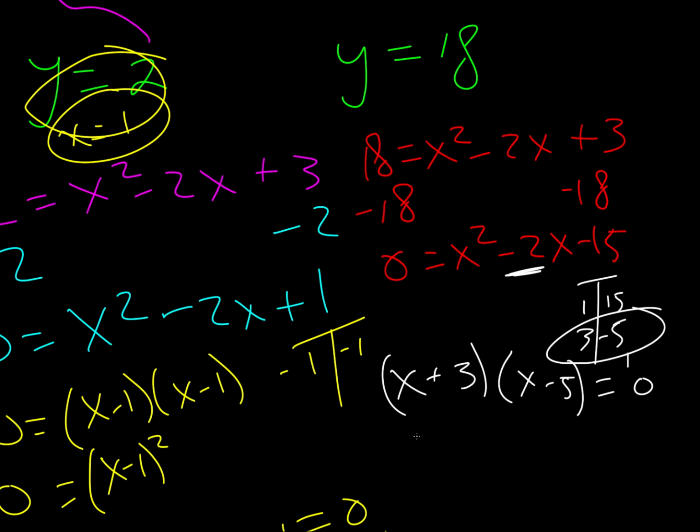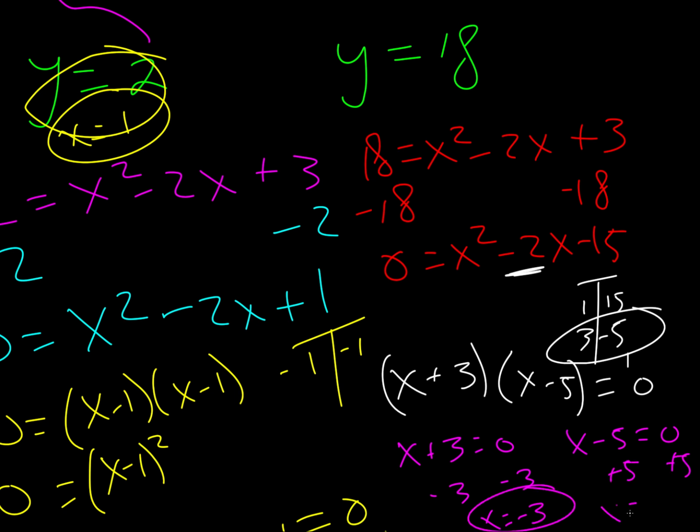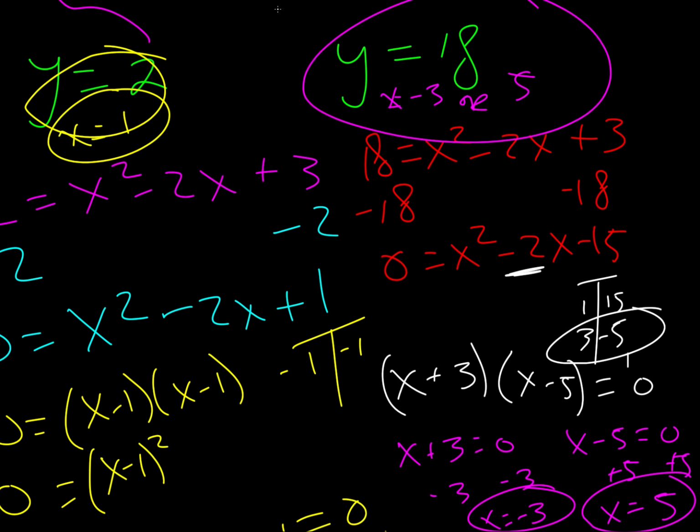We take both of those, set them equal to 0 individually. So we subtract 3, so x equals negative 3, and we add 5, so x is equal to 5. So we have two different answers. So when x equals negative 3 or positive 5, we'll get y is equal to 18.